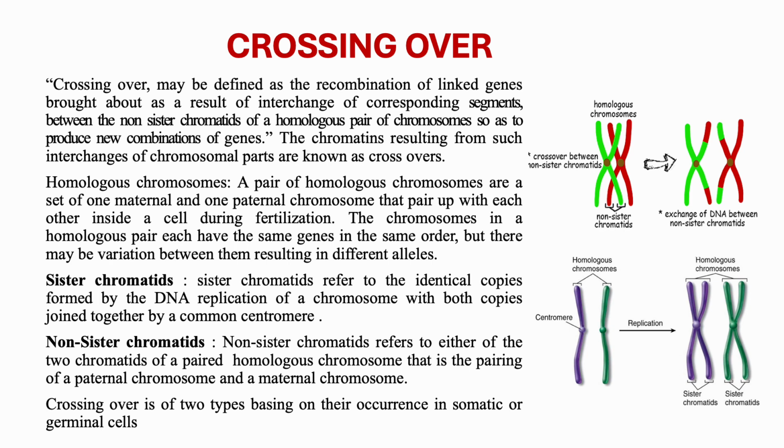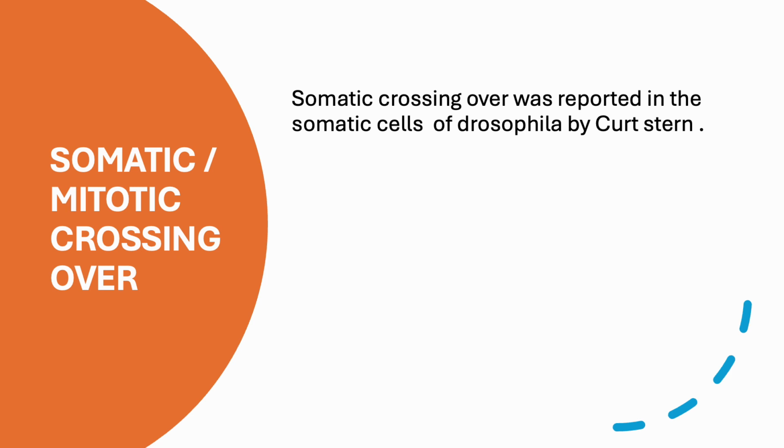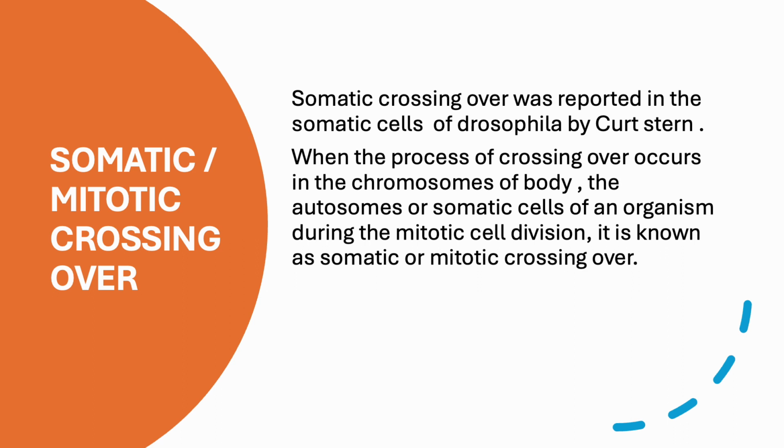So coming to the types of crossing over, crossing over is of two types based on their occurrence in somatic or germinal cells. In case of somatic cells, it is also referred to as mitotic crossing over. Somatic crossing over was first reported in the somatic cells of Drosophila by Kurt Stern, and when the process of crossing over occurs in the chromosomes of the body, the autosomes or somatic cells of an organism during the mitotic cell division, it is known as somatic or mitotic crossing over.